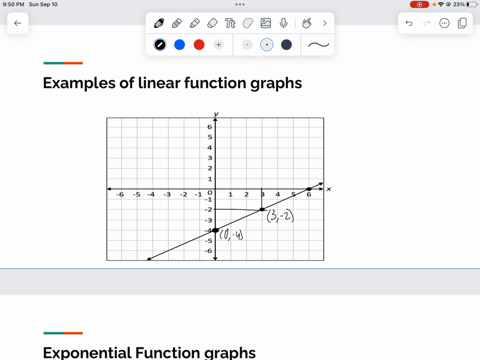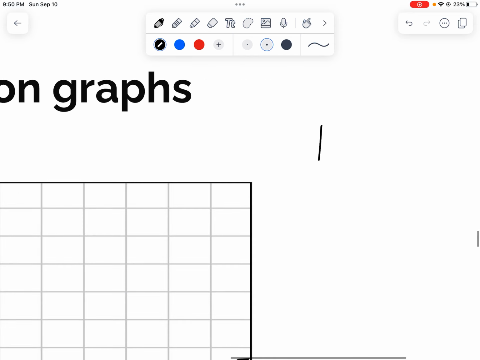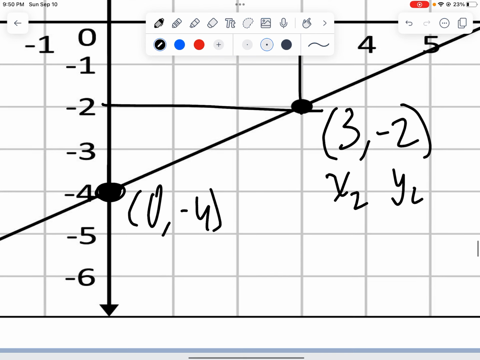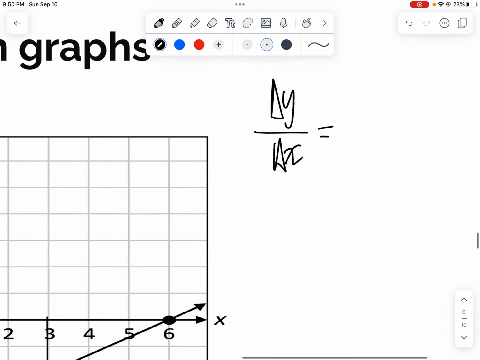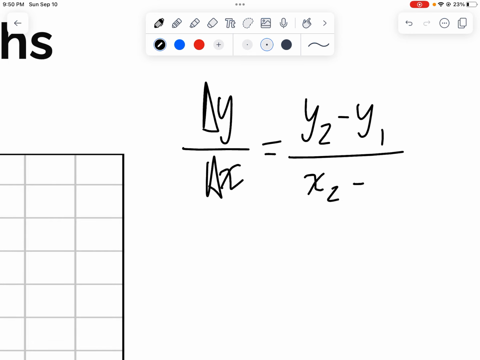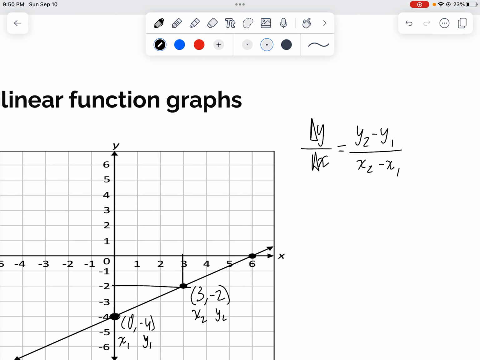You could find the slope of a line, the m in y equals mx plus b, by simply having 2 coordinate points. In this case, I have 2 coordinate points, (3, -2) and (0, -4), so I'll use those to find the slope. Like I said, the slope is change in y over change in x. So this will be my x2, y2, and this will be my x1, y1. The simple formula is y2 minus y1 over x2 minus x1, okay? That's the change in y over change in x.